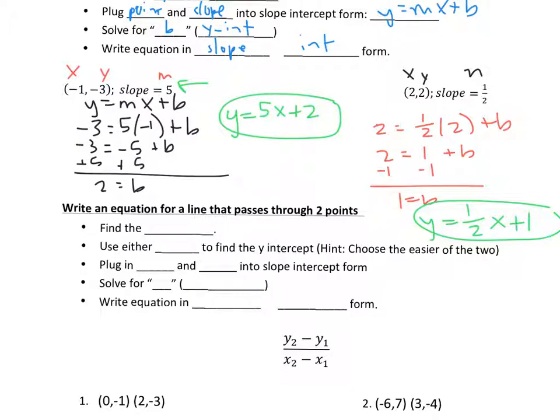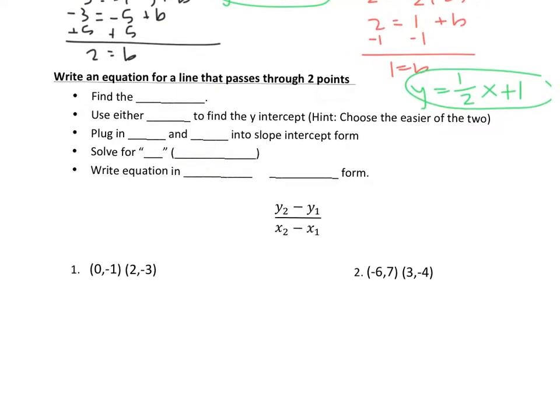Now we'll take it a step further and we'll write an equation for a line that passes through 2 points. So very similar, there's just one additional step. The additional step is to find the slope. Use either point, so we can plug either point in. I always like to choose the easier of the two to find the y-intercept. Then we'll plug in the point, similar to the last examples, and the slope into slope-intercept form, solve for b, which is the y-intercept, and we'll write our equation in slope-intercept form for our final answer.